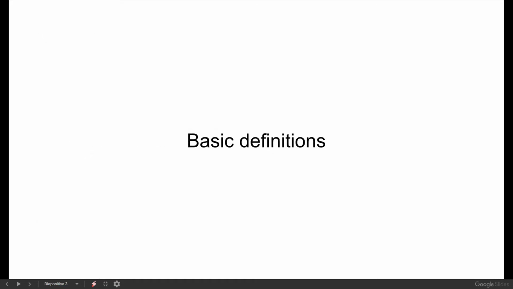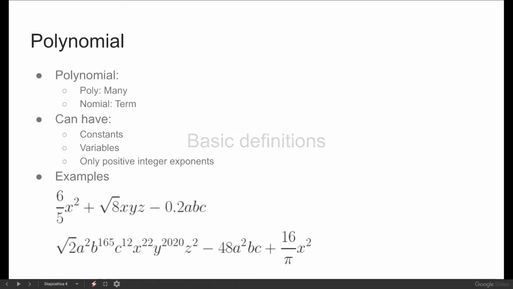So let's start with some basic definitions. What is a polynomial? The word polynomial comes from poly, that means many, and nomial, that means term. So polynomial means literally many terms.